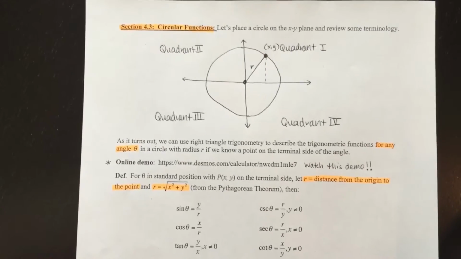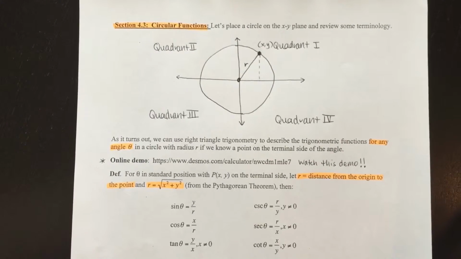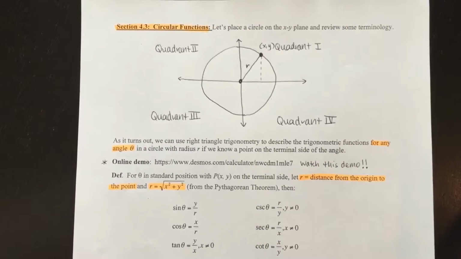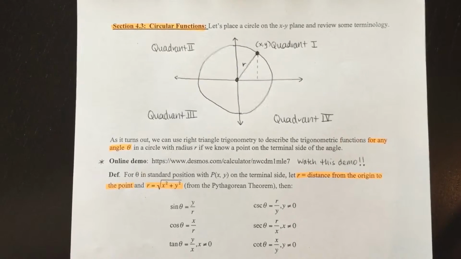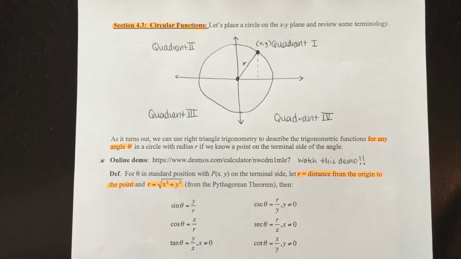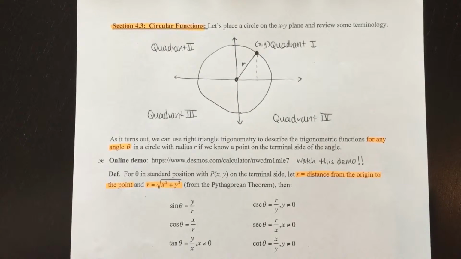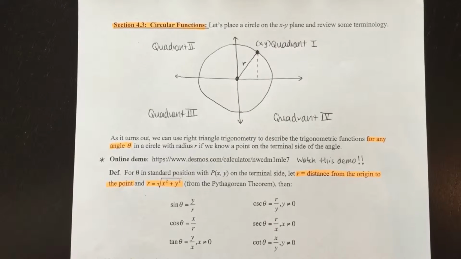In section 4.3, we're going to review some terminology about the circular functions. So even though trigonometry is the study of three-sided figures, we want to be able to understand angles of rotation in a circle. It might not be completely apparent why we would call something on a circle trigonometry, but if we take a closer look at it, we can see why.